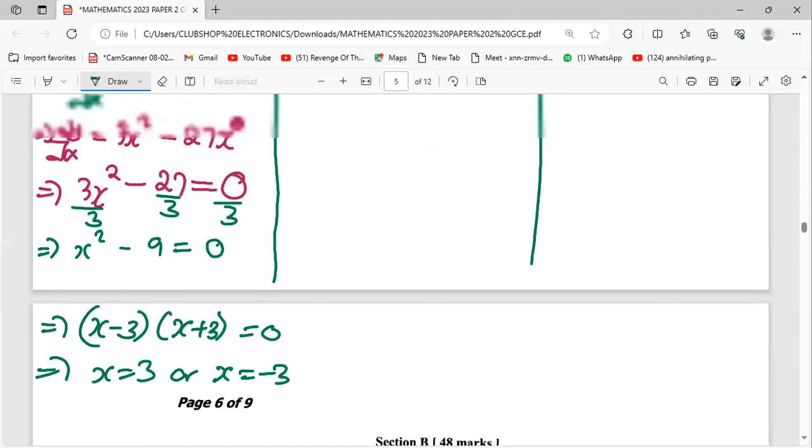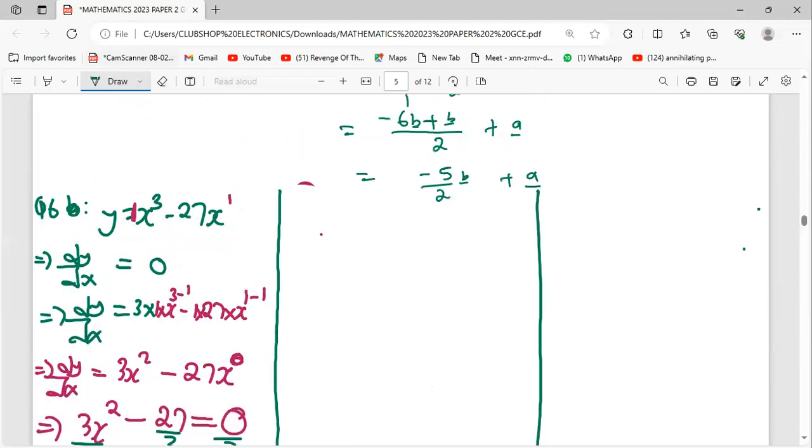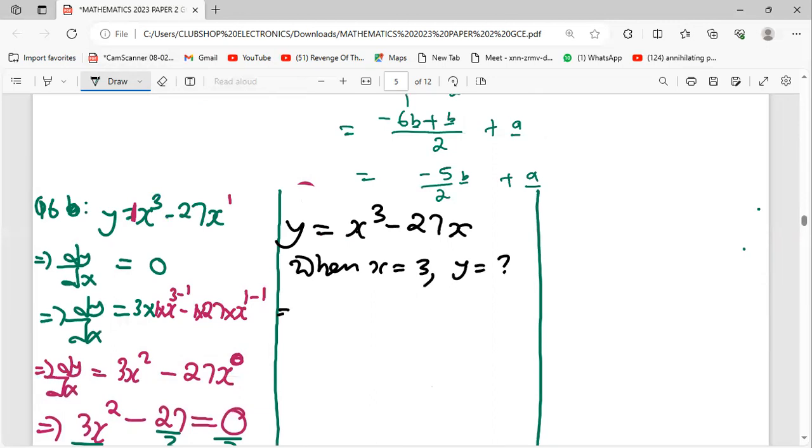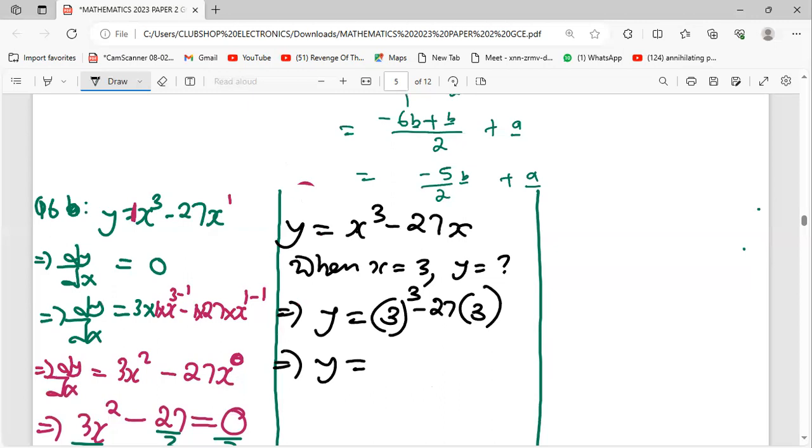So now we find the values of y. We are going to use the original equation, y equals x to the power 3 minus 27x. Now, when x is equal to 3, we need to find y. This implies that y is equal to 3 to the power 3 minus 27 times 3. You can use your calculator.